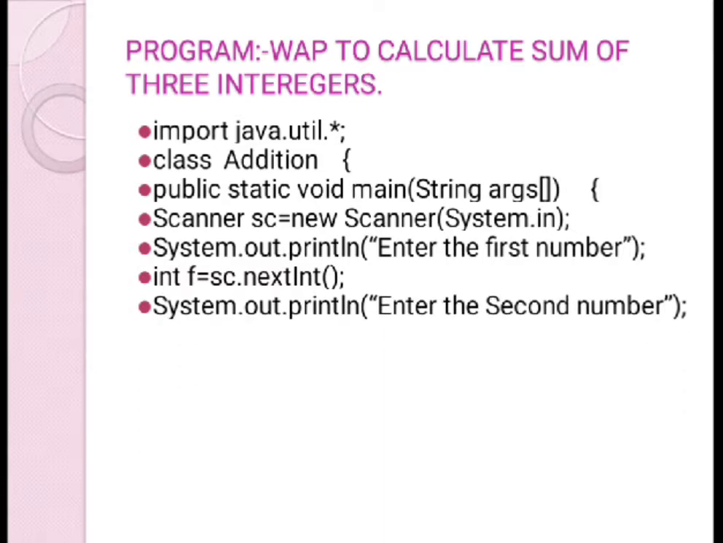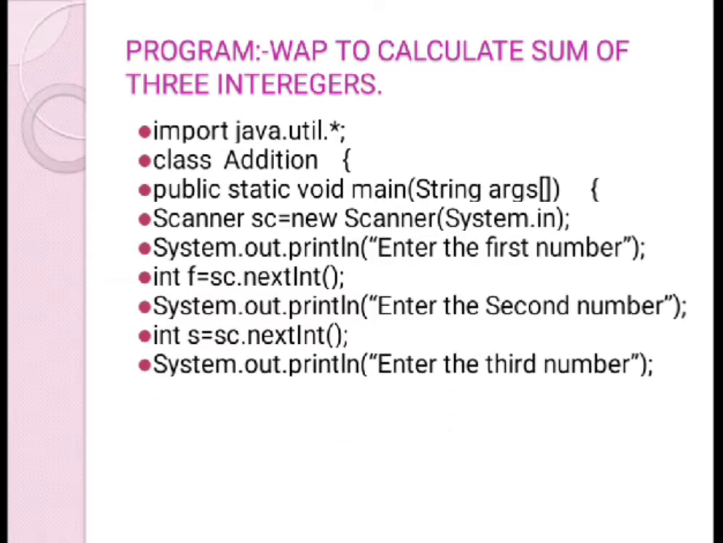We will repeat this process for the second number: int s = sc.nextInt(), and again for the third number. You can also give a single message and use all three storing variables together, but since this is a basic program, we will do it step by step. There will be no difficulty in storing the values over here.